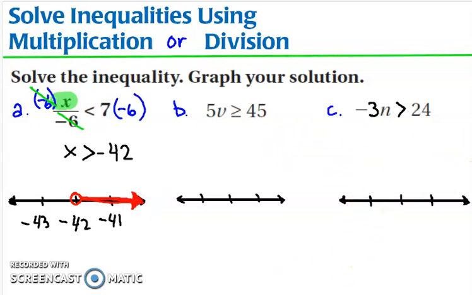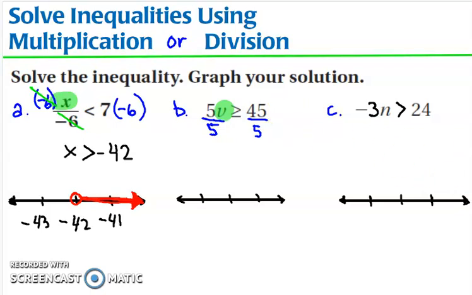B. 5v is greater than or equal to 45. The variable v is being multiplied by 5. So to undo the multiplication by 5, we divide both sides by 5. So divide both sides by 5. Since we are dividing by a positive number, the inequality remains the same.